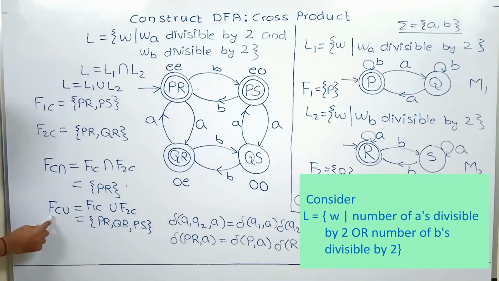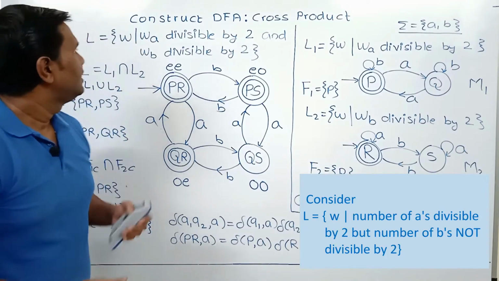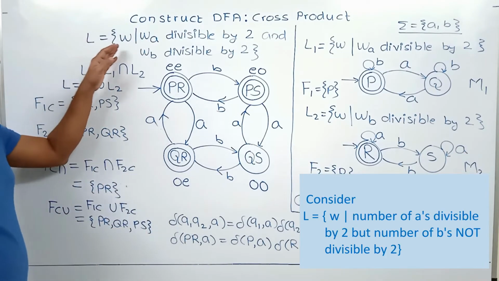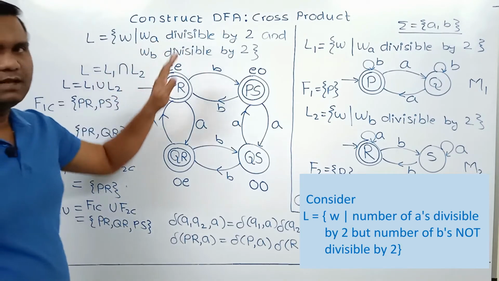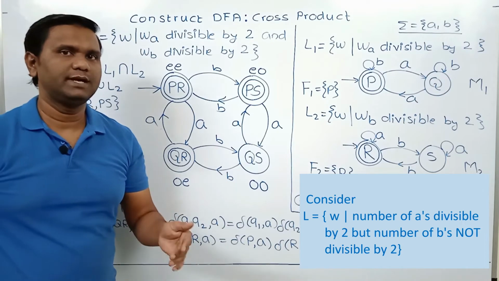So for final states in cross product for L1 union L2, we make F1C union F2C. Now consider the third case, language L, W such that number of A's divisible by 2 but number of B's not divisible by 2.